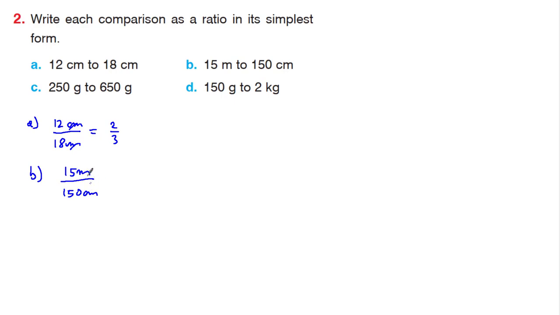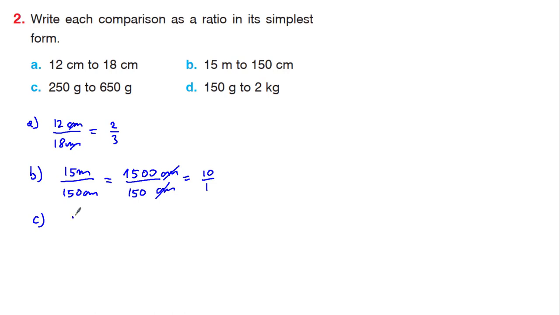Under B, you get 15 meters over 150 centimeters. You should pay attention here. We don't have both on the same unit. One is in meters and the other in centimeters. So it would be great if we convert both to the same unit so that we can cancel the units. In this case, it's easier to convert into centimeters. Now we cancel the units. Also, we divide both numerator and denominator by 150. You get 10/1. You can just write 10, but in a ratio you have to have a second part, so 10/1.